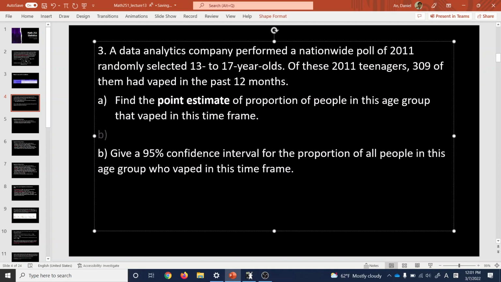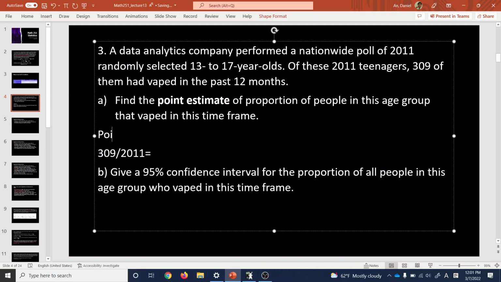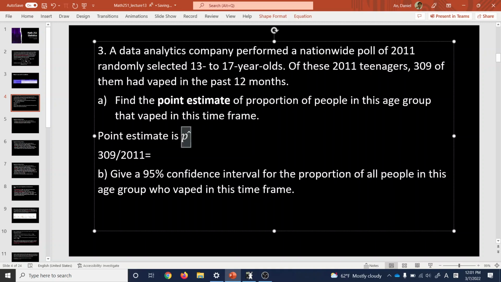we see this new word, point estimate. What's that? Point estimate is you're estimating the actual proportion, the population proportion from your sample, right? So you just get a single number. So this would be, since you have 309 out of 2011, that's your point proportion, okay? So maybe I should make a note here that point estimate is p hat, okay?